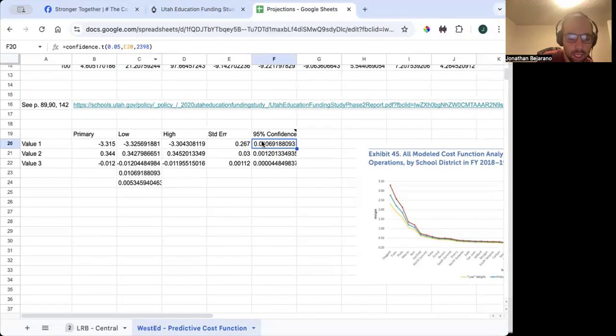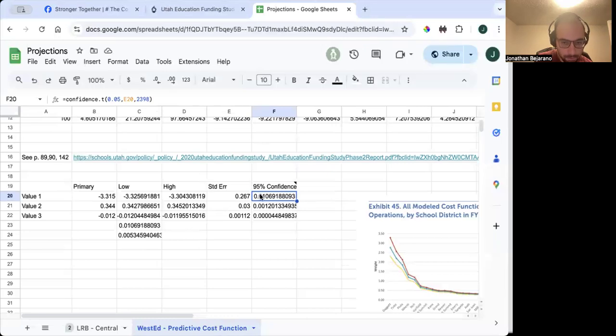And then you take in the standard error over here, that's the second parameter, and then you take in the number of observations. They studied 2,398 schools in the Utah Education Funding Study. And so then you take a minus. You take this original number right here, you subtract, and then you add it. So that gives us a confidence interval.